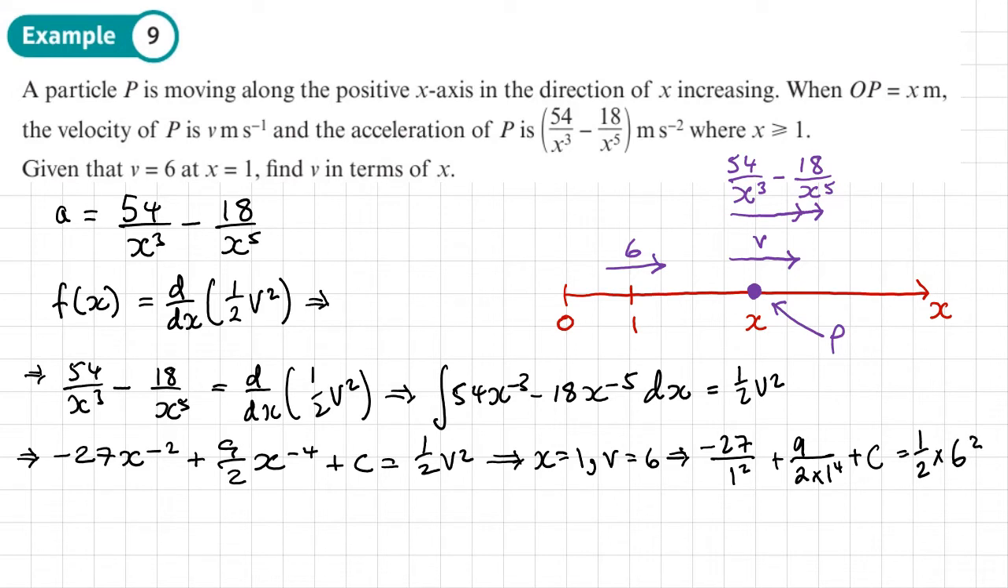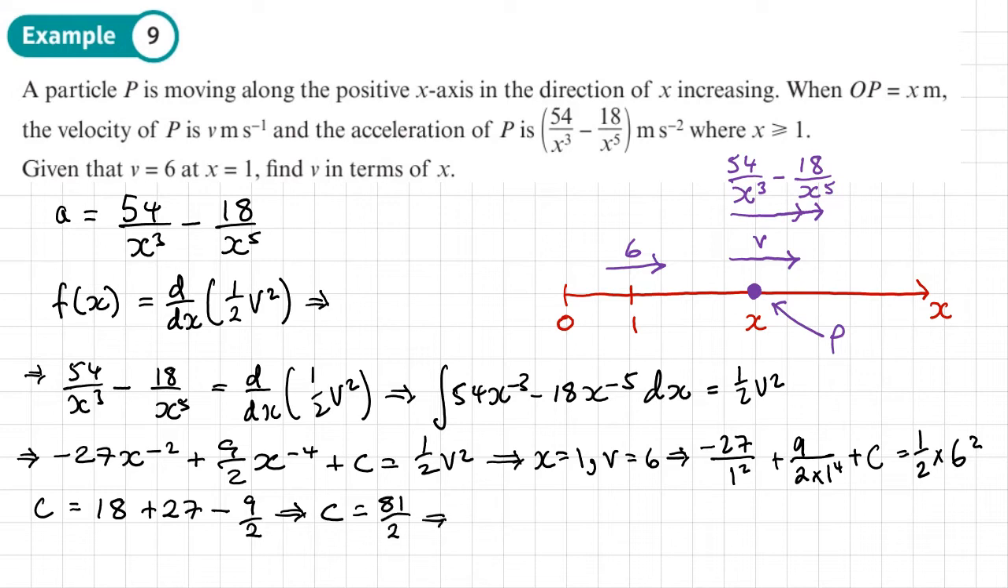So now we can find c. Let's rearrange it so we can write what c is equal to. c is equal to half of v squared, plus the 27 over 1 squared, and then minus the 9 over 2 times 1 to the power 4, which is just 9 over 2. So we'll work that out, and c is 81 over 2.